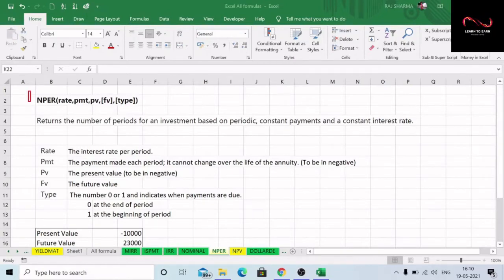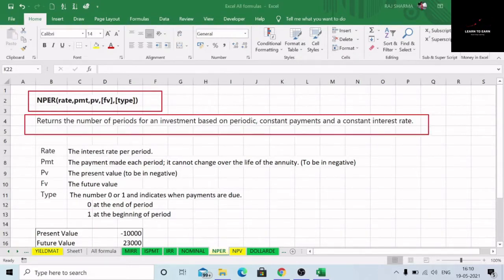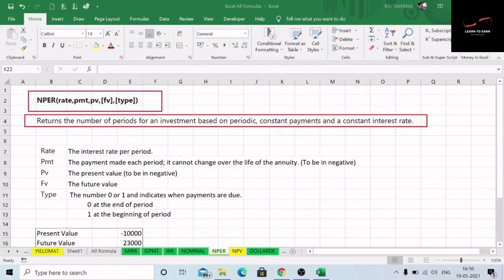Now this NPER formula is going to return the number of periods for an investment based on periodic constant payments and constant interest rates. So it is going to give us the number of periods in which the present value is going to fetch us the prescribed future value.